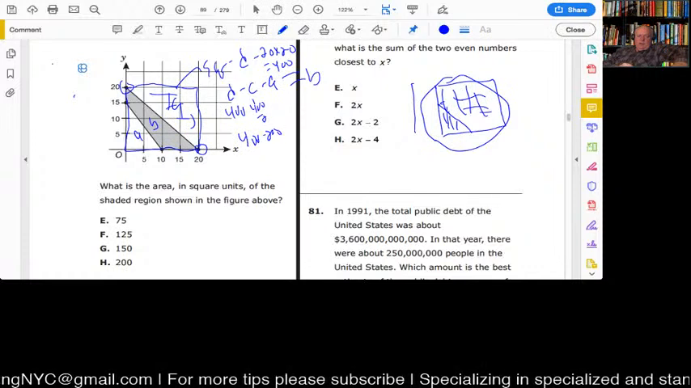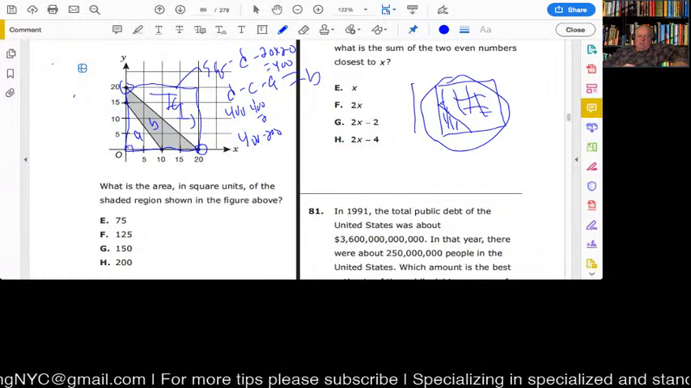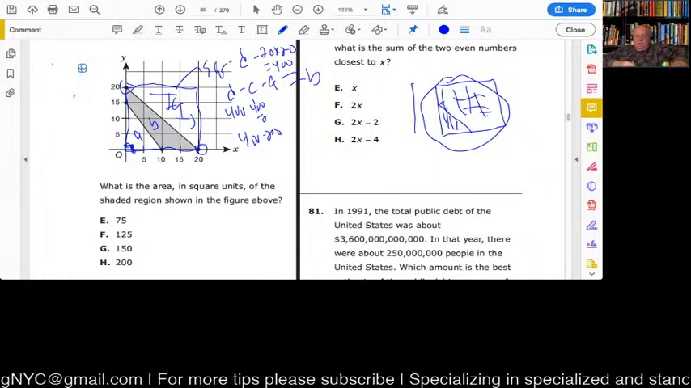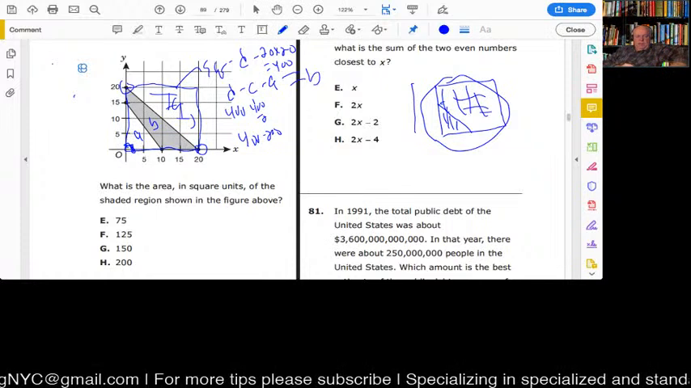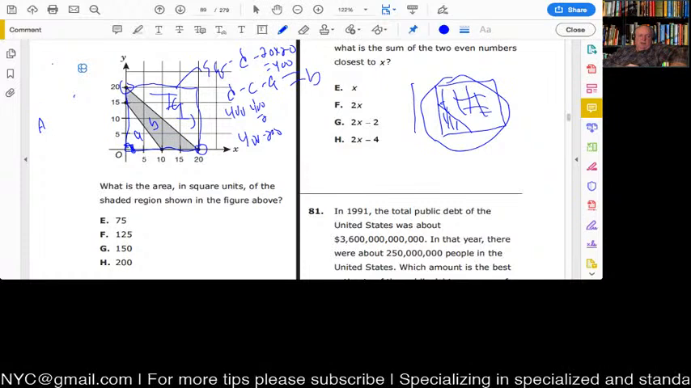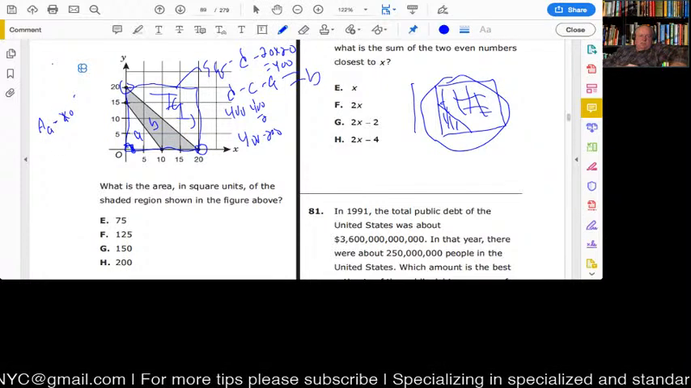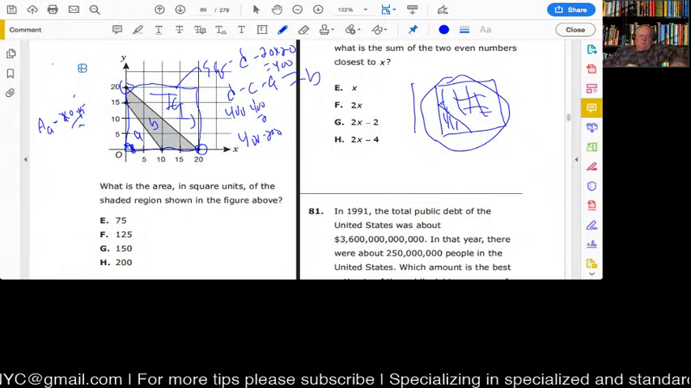Okay, what about A? A is a triangle. It's a right triangle because this is a square. There's a right angle right there. Okay. So that's 10 by 15. So the area of A equals 10 by 15 over 2. 1/2 BH, right?